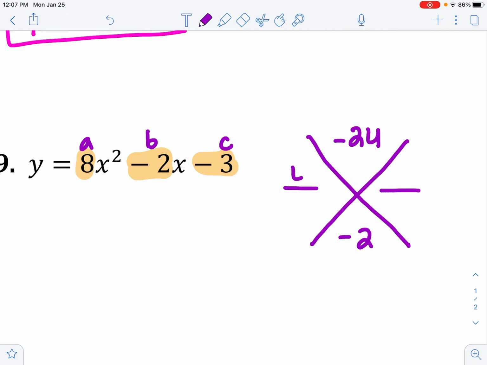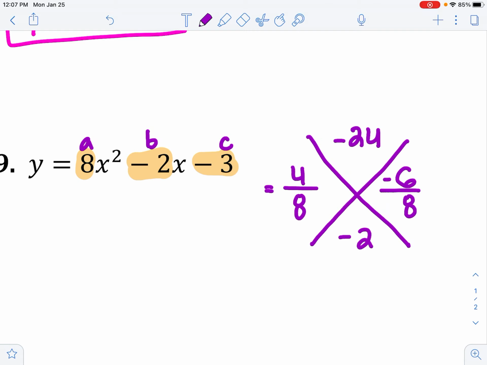Does 4 go into 24? Sure does, 6 times. So 4 and 6, and that will give me 2 if I subtract them. So I have to decide which one's going to be negative. This time it's going to be the -6 because I have to get a -2. If I made the 4 negative, it'd give me a +2. Divide by the a value, which is 8.